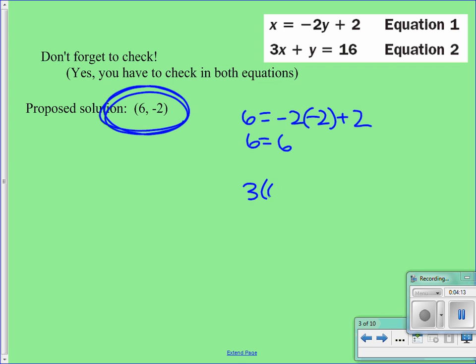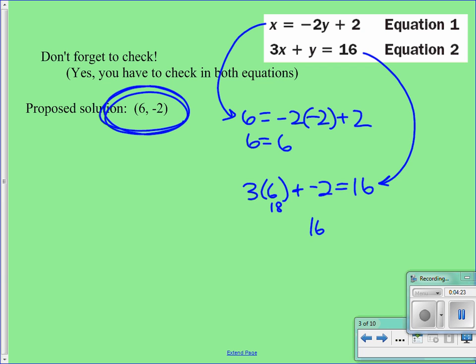And 3 times 6 plus negative 2 equals 16. I'm taking equation 1 and plugging it in, taking equation 2, plugging it in. And here's 18 plus negative 2, and that is 16. This is the one ordered pair that works in both equations, and we didn't have to graph.